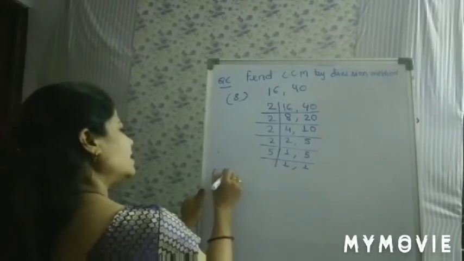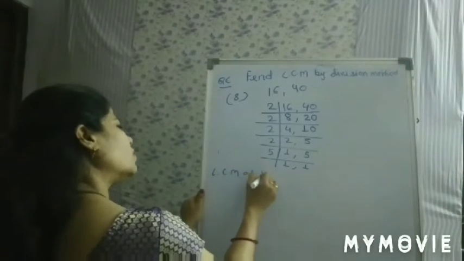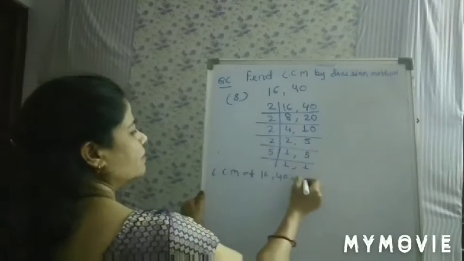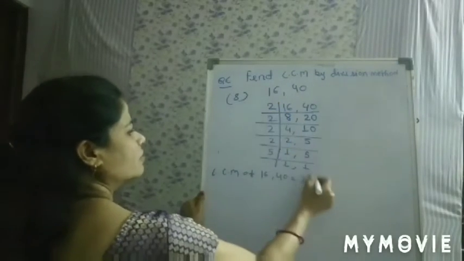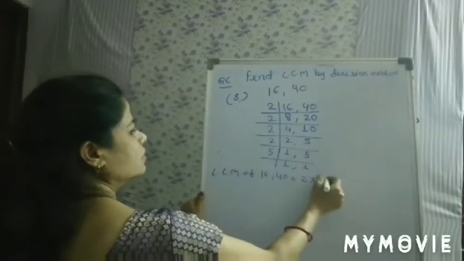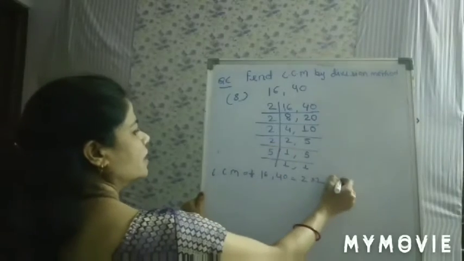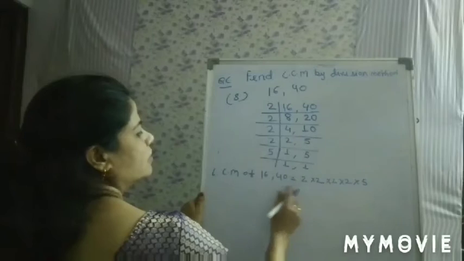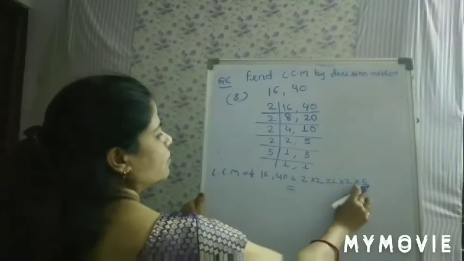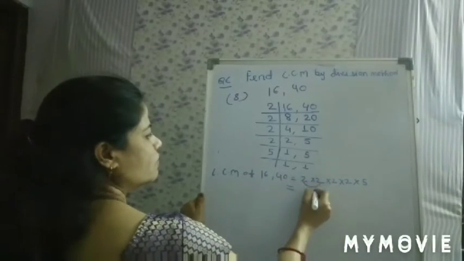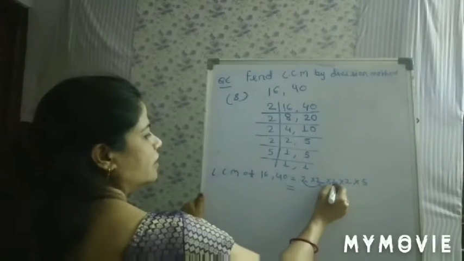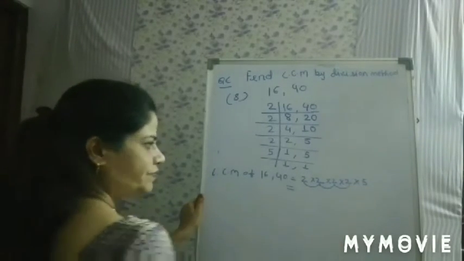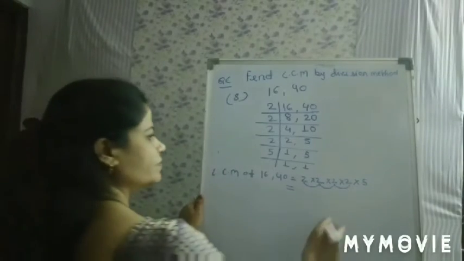Now write the LCM of 16 and 40. So you have to multiply all prime numbers. 2 multiply by 2, multiply by 2, then again multiply by 2 and multiply by 5. Now you have to multiply all the prime numbers. 2 2s are 4, 4 2s are 8, 8 2s are 16 and 16 5s are 80.